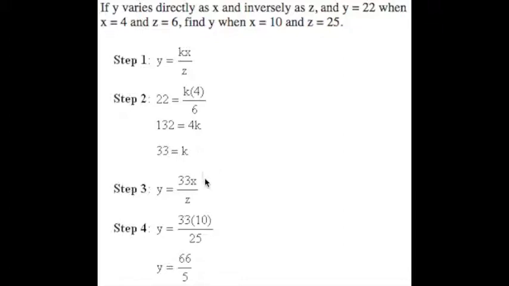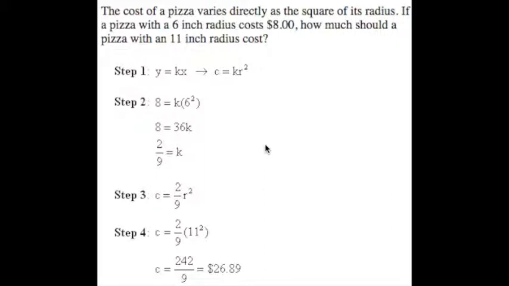We plug that back into our formula, and now our only missing pieces are our variables. And the problem is going to give you those variables, whether it's just a flat out problem like this or it's a word problem. So in this case, our variables, find y when x equals 10 and z equals 25. So we plug that in here, basic algebra, and you come to the conclusion that y equals 66/5, and you're done.